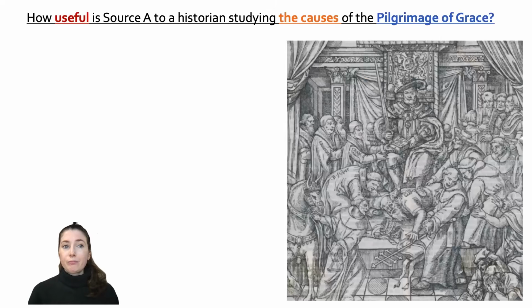Yeah. So for the purposes of the video, I'm going to use this as my exemplar. How useful is source A to a historian studying the causes of the Pilgrimage of Grace? So we know we're looking for usefulness. That's very important as a skill. We want to know why this is useful to us. We're looking at the causes. That's very important because I don't want to go looking at events or outcomes. And my event is the Pilgrimage of Grace.